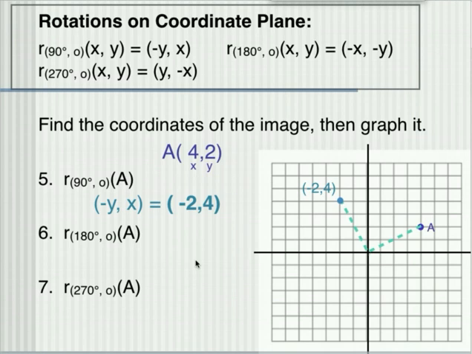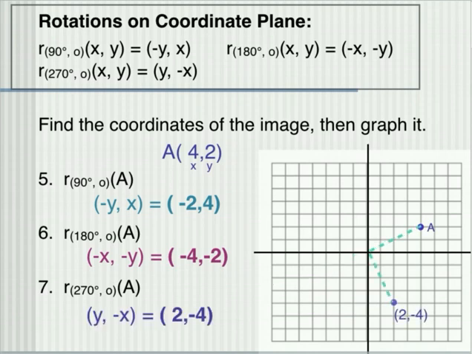Pause here and try 6 and 7 on your own. For 6, you should get negative 4, negative 2. And when you graph that and connect that to the origin as well as the original, it should look like a 180-degree rotation. For 7, you should get 2, negative 4.